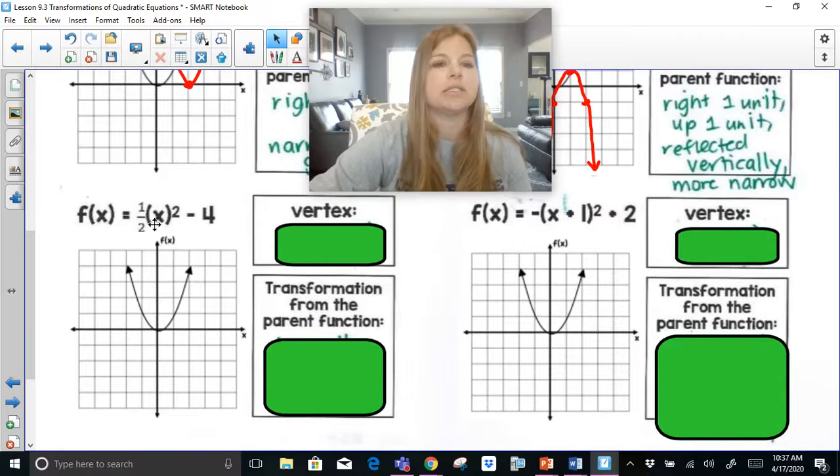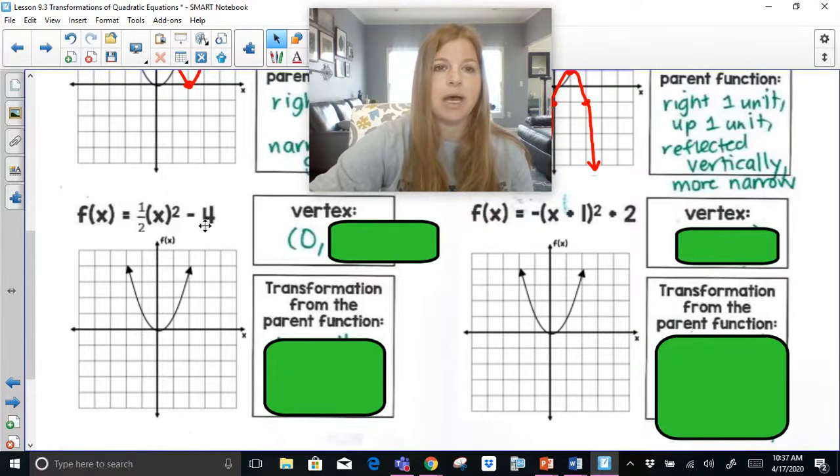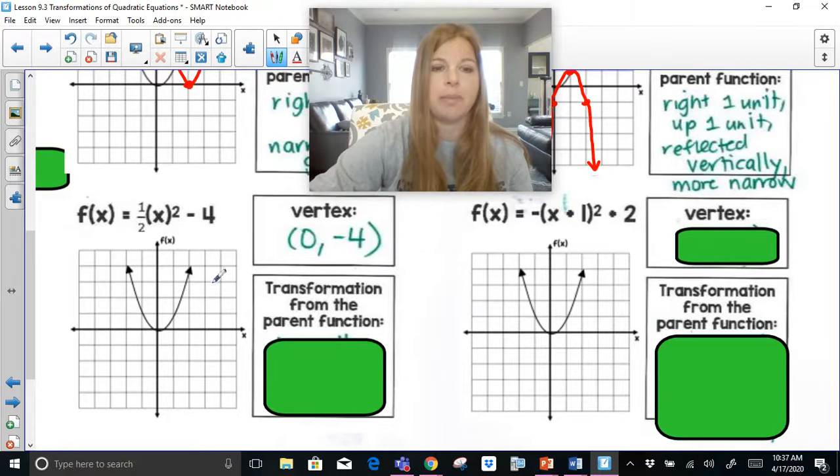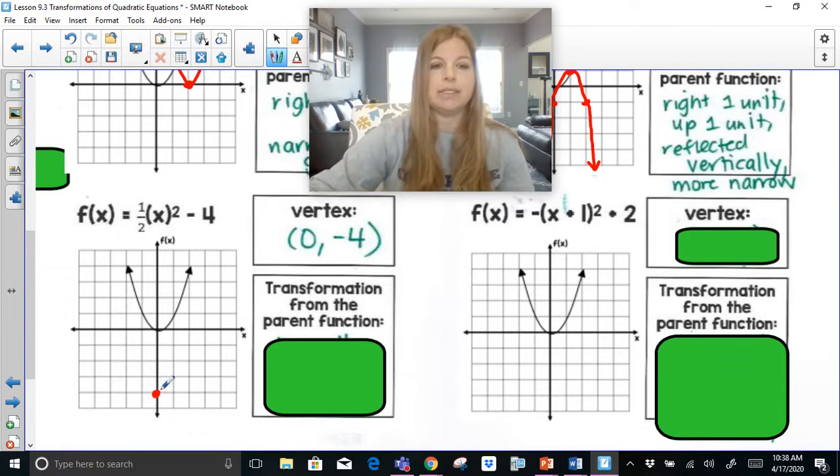Last two problems here. So my vertex, I just see x. I don't see x minus something or x plus something. So that means my h value for my vertex is 0. A negative 4 at the end would tell me negative 4. So I'm going to go ahead and plot that point at 0, negative 4, which already tells me my parent function is just shifting down 4 units.